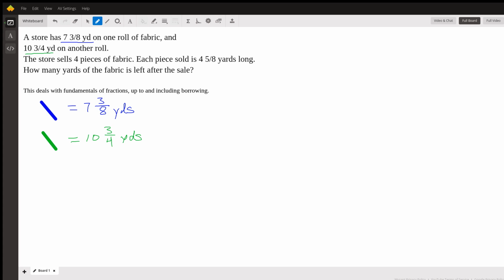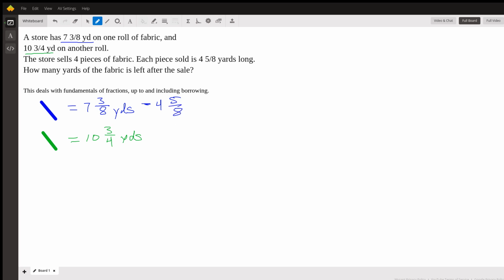So what we want to do is start with the first roll that you see there in blue. The first roll of fabric is 7 3/8 yards. If they cut a piece of fabric that is 4 5/8 yards from that roll, we would subtract 4 5/8.